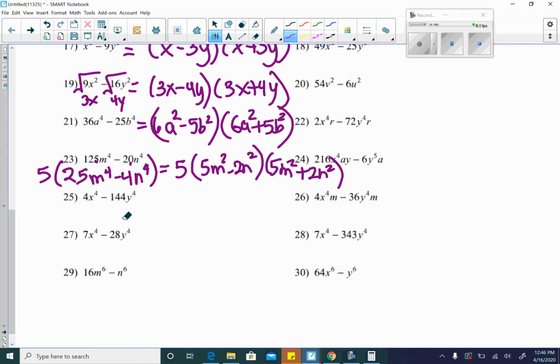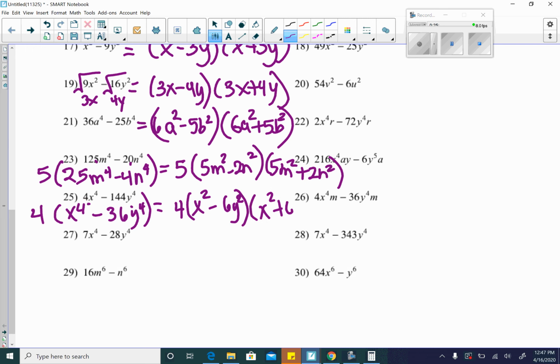Okay, a couple more here. I can take out a 4, so I have x to the 4th minus 36y to the 4th. This can be broken up into 4 times x squared minus 6y squared times x squared plus 6y squared. Okay. I want you to try number 27. My hint is you have a GCF of 7. Okay, so when you do that, how do you break this up?